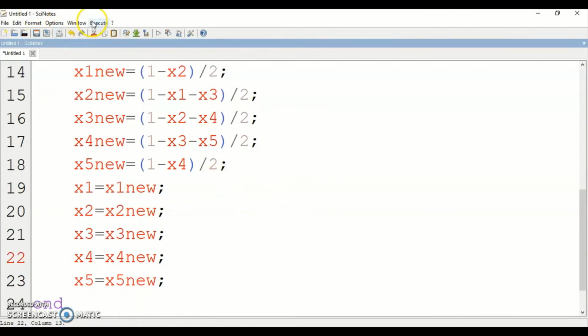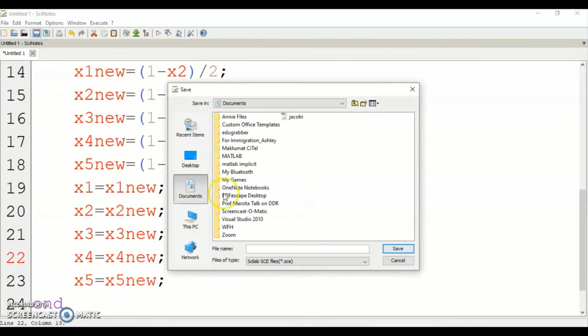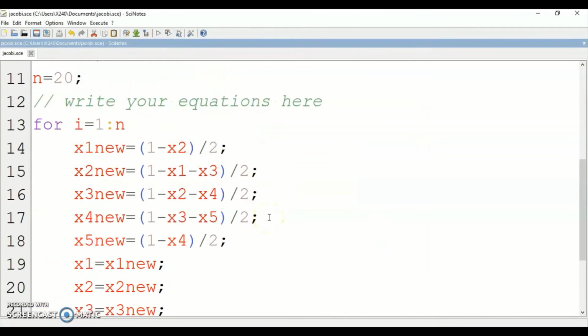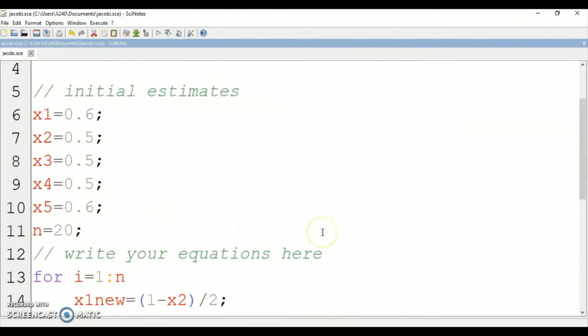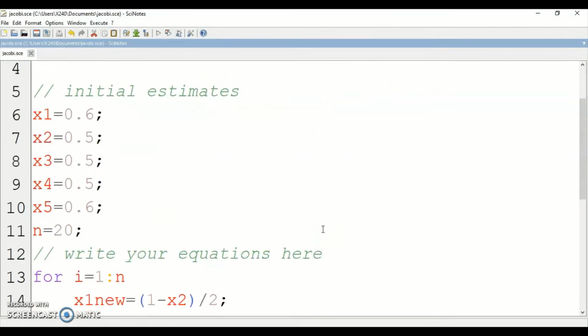You can try to save it and give a name for your coding. I usually store it in my documents. So just say Jacobi. I already have it, so I'm just going to replace my code. Okay, this now works fine, but now you have to print out the solution. How I want to print out the solution, let me show you on my whiteboard.